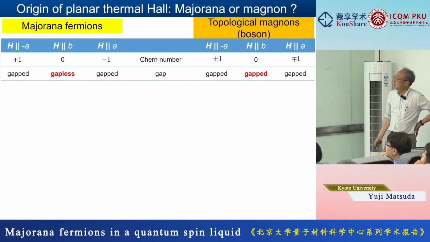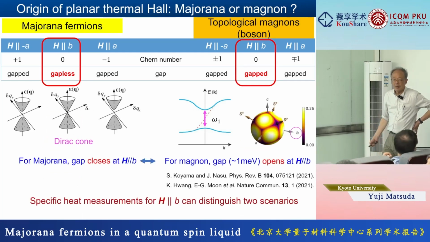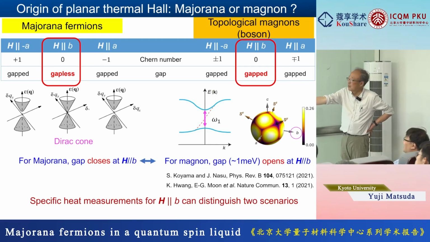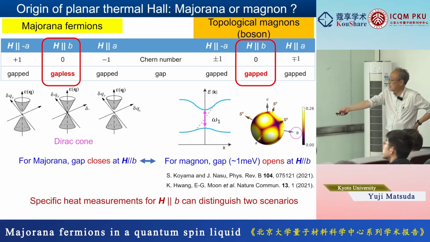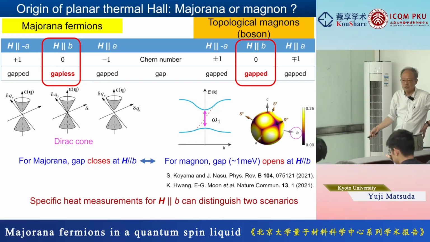Okay, coming back to the origin of the thermal Hall effect. There are two scenarios, Majorana fermion and topological magnon, in other words, fermion or boson. The Chern number can be the same. But the main difference is that if the magnetic field is applied along the b-axis, in the Majorana fermion model it's gapless, and the Dirac cone is preserved in the field direction. So for the Majorana case, the gap closes with the field parallel to the b-axis, but in the magnon case, the gap opens. So a specific measurement can distinguish the two scenarios.